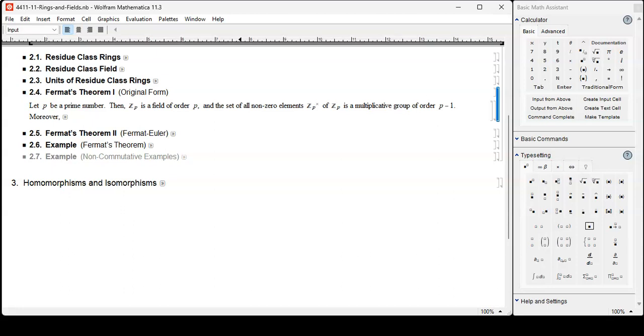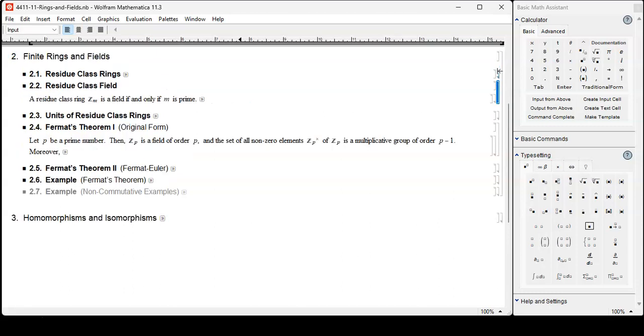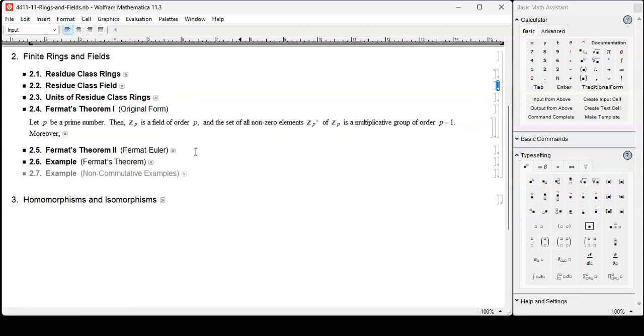Okay, here we go. Let P be a prime number. Then the residue class Zp is a field of order P. Remember that? We proved it in 2.2 here. A residue class ring Zm is a field if and only if m is prime. Remember that? So that's the first claim. Zp is a field of order P, so far so good.